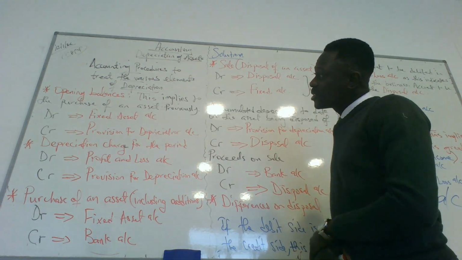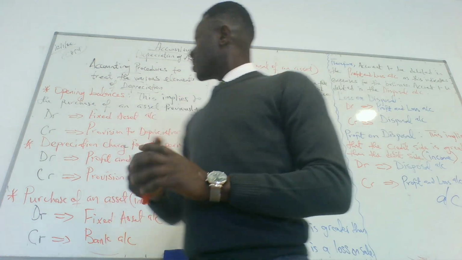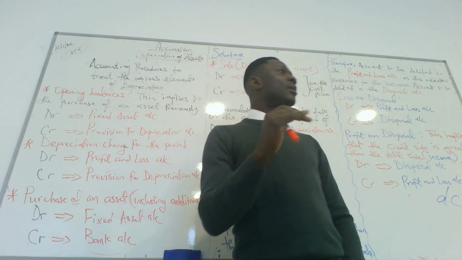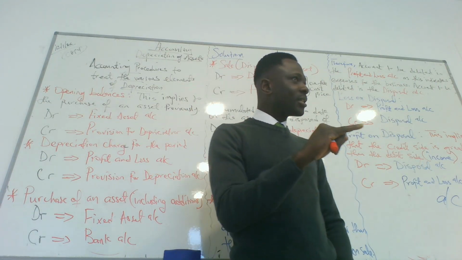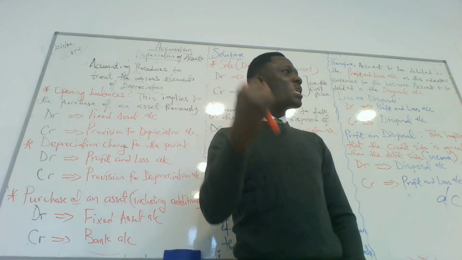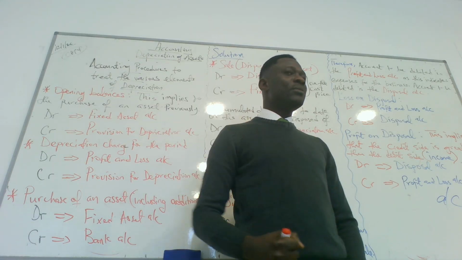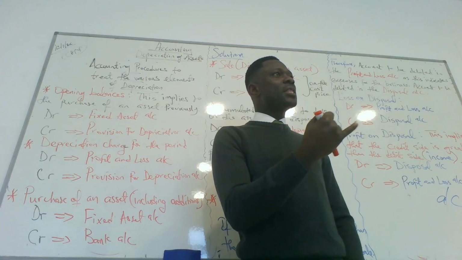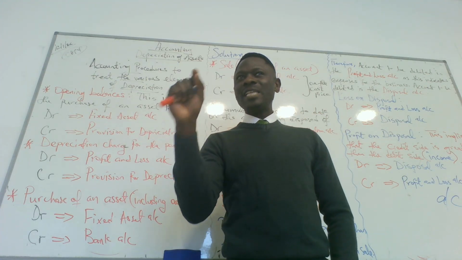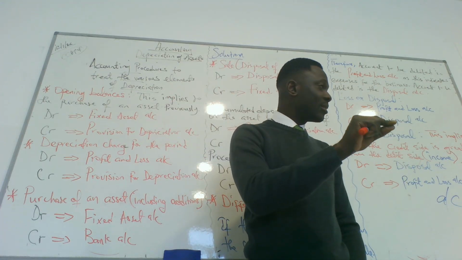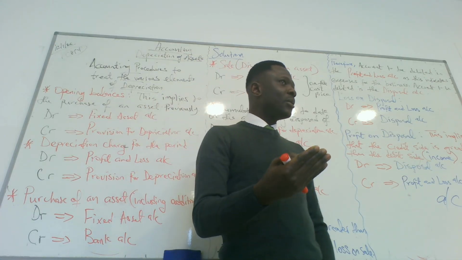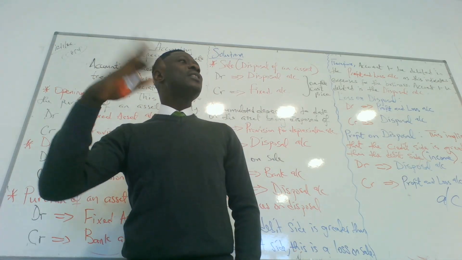Yeah, we continue with depreciation of assets. So we're going to accounting procedures to treat the various elements of depreciation. As soon as an asset is purchased, we start thinking about charging depreciation on the profit made. At the end of the economic life, the asset will be done. We might as well dispose of the asset.